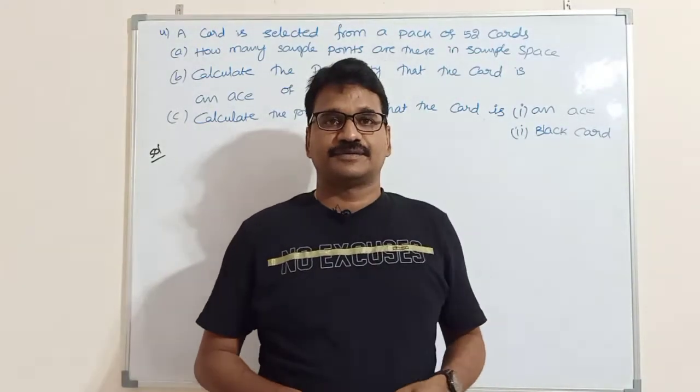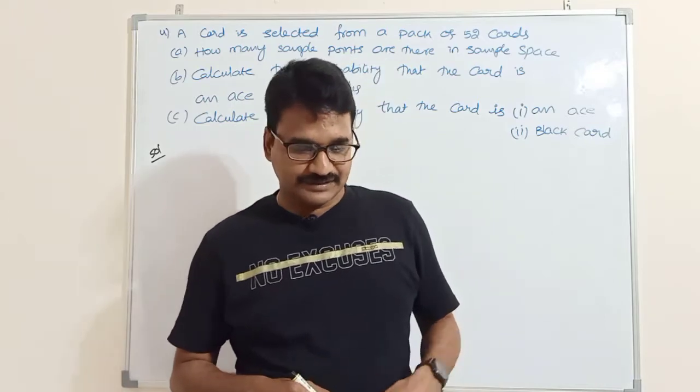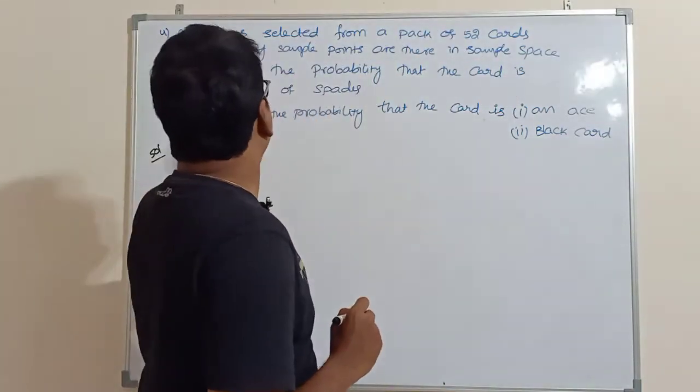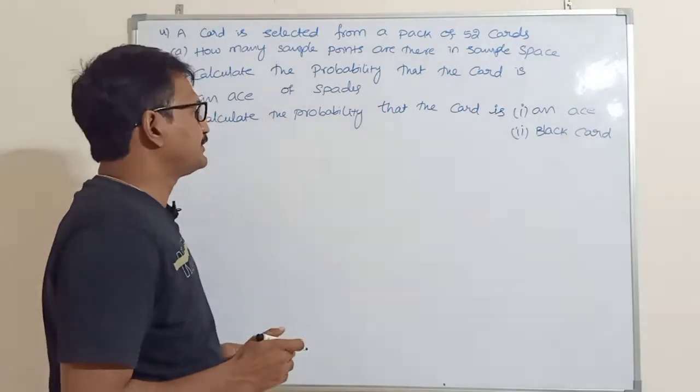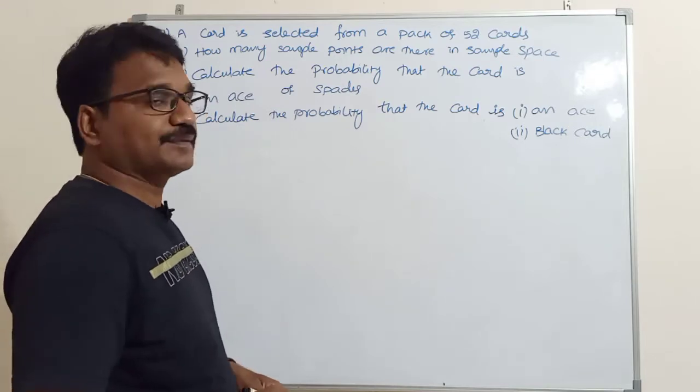Hello everyone. Today we are going to discuss exercise 16.3. We are continuing exercise 16.3. Fourth problem: a card is selected from a pack of 52 cards. First question is how many sample points are there in a sample space.